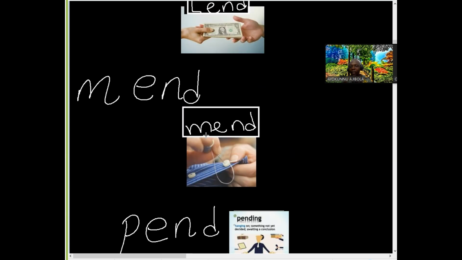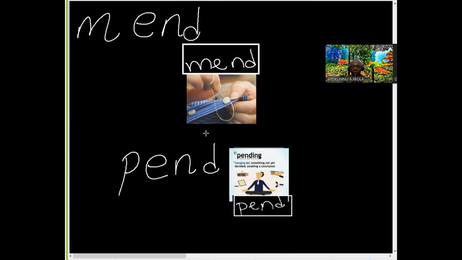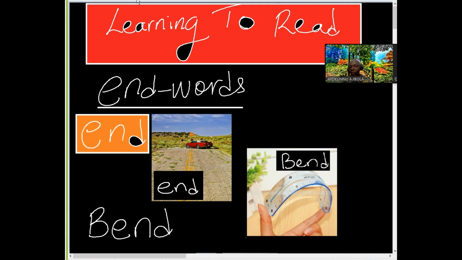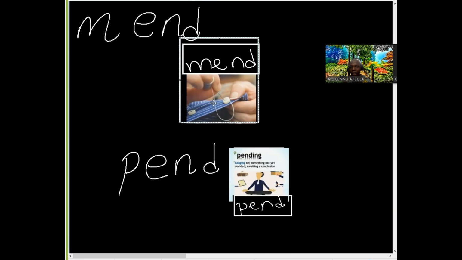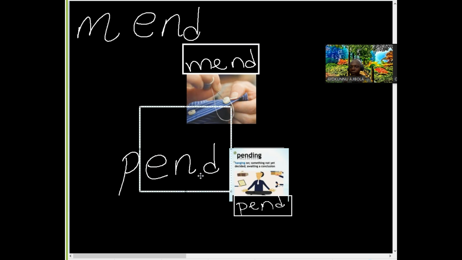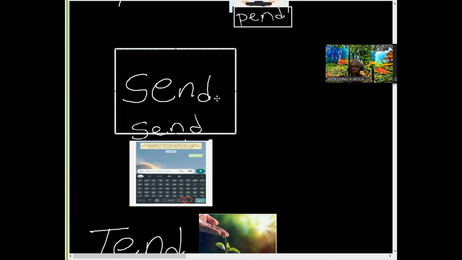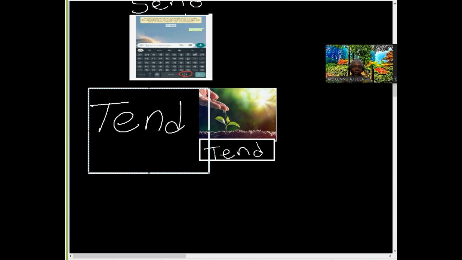Now that we have learned about end words, you're going to take a little break, then we're going to continue. But before you take the break, repeat it after me. Say end. Say bend. Now say fend. Now say lend. Say mend. To mend something. Now say pend. Say send. Now say tend.